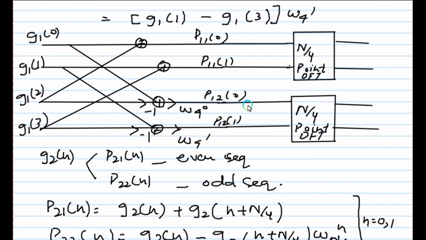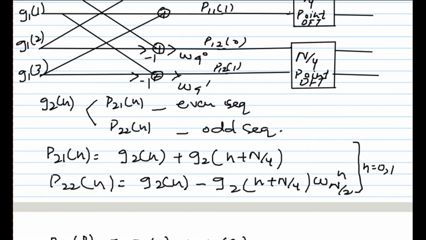Now we need to go to the odd part of x of n. The odd part of x of n is g2 of n. We'll again divide g2 of n into even and odd sequences. Suppose it is divided into p21 of n and p22 of n. p21 of n is an even sequence and p22 of n is an odd sequence. Similarly, as in case of p11 of n and p12 of n, we'll derive the equations for p21 of n and p22 of n. It's written here. Again, these equations will be defined for n equal to 0 to 1, because they are equal subdivisions of g2 of n. g2 of n has 4 samples, so 4 divided by 2 is 2. Each of them will have 2 samples.